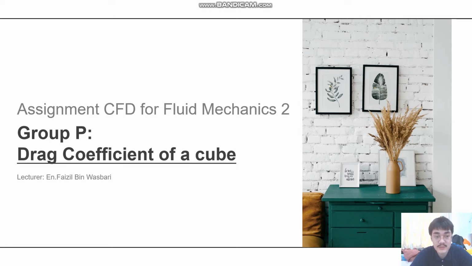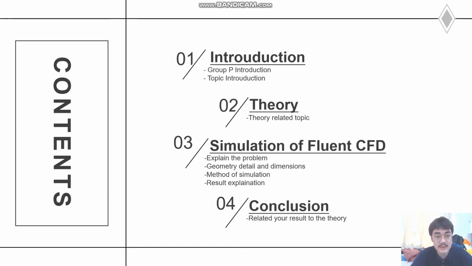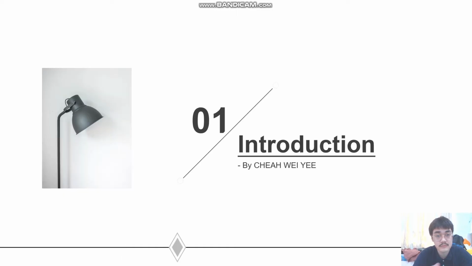Today, we as group P are going to present the topic of drag coefficient of a cube for the CFD assignment for Fluid Mechanics 2. Here is the content of our assignment. We consist of 4 contents, which are introduction, theory, simulation of fluid CFD, and conclusion. So the first part is introduction.